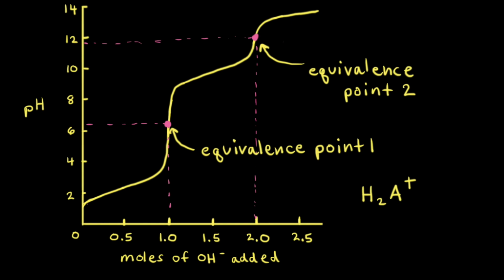Finally, let's go back to the 2 equivalence points for our titration curve. The number of equivalence points in a titration curve for a polyprotic acid is equal to the number of acidic protons in the acid. Therefore, since we titrated a diprotic acid with 2 acidic protons, the titration curve has 2 equivalence points.